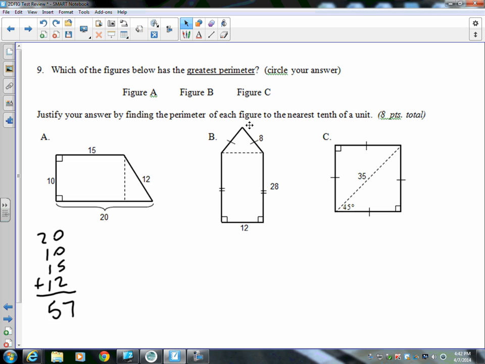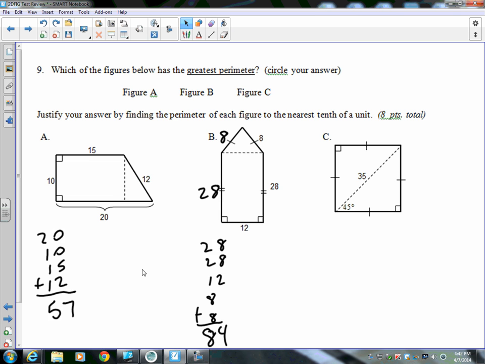B, this is a pentagon, a five-sided figure. We know that on this shape we have a rectangle right here, where these are congruent to each other. It's what the little hash marks mean. If this side is 28, this one on the left is also 28. Similarly, up top, if this one is 8, this one is 8. Add up all the sides. 28 plus 28 plus 12 plus 8 plus 8 is 84.